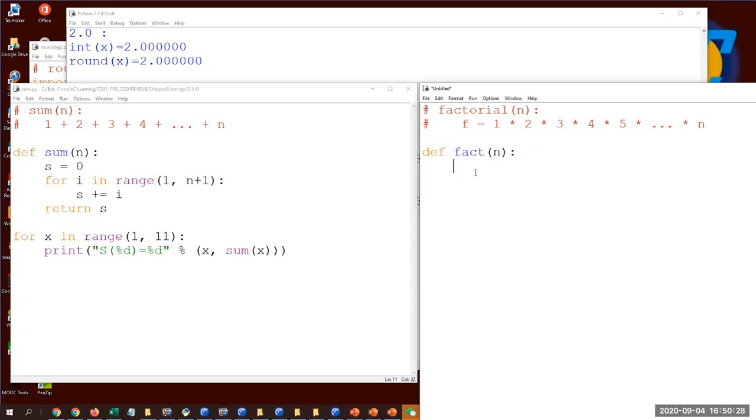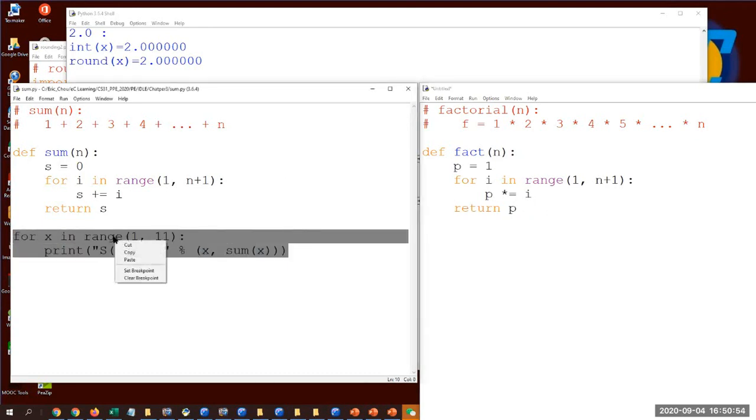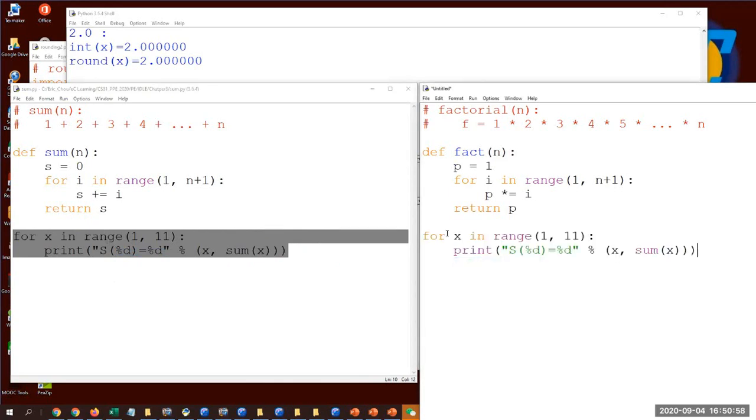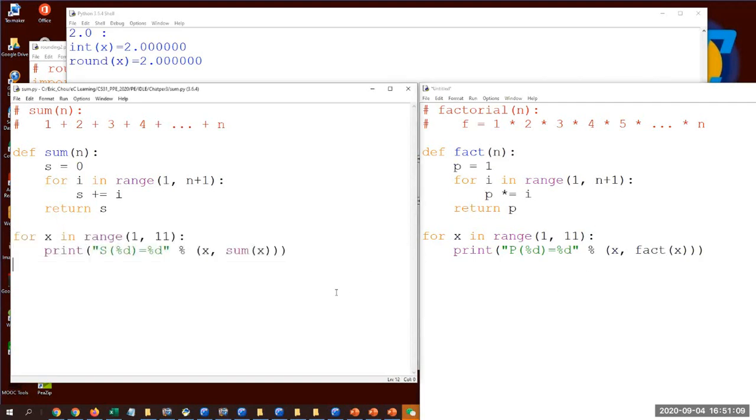Here we had a sum, so here we should have a product P. Product P starts with 1. And then for integer i in range 1 to n plus 1, product times equals i, and then at the end return product. Then we copy the whole thing over, and here we change this one to product, and here we call factorial. So between the right-hand side program and the left-hand side program, how much difference? This operator is different. Other than that, it's just a name change, and it will work.